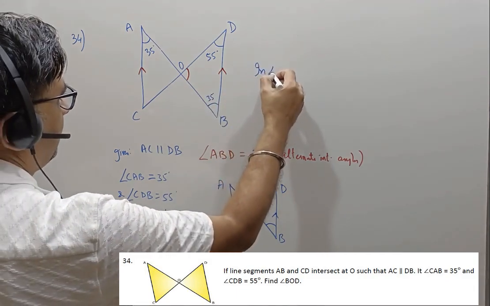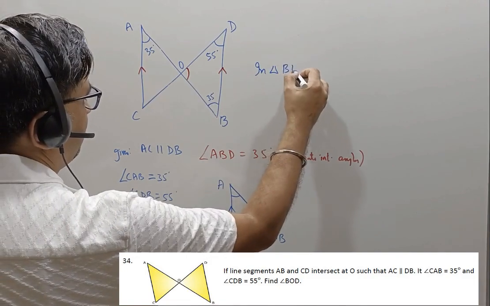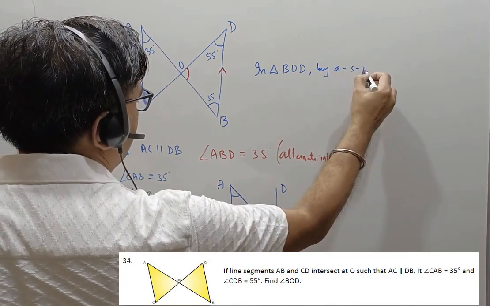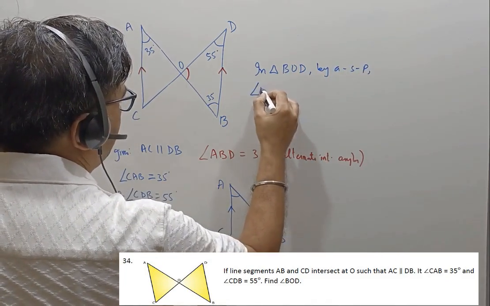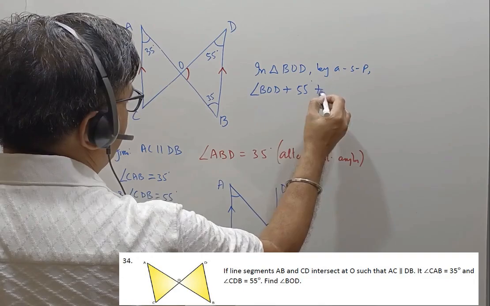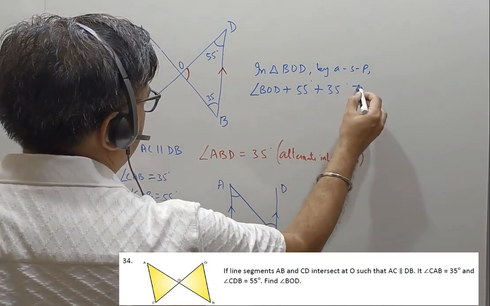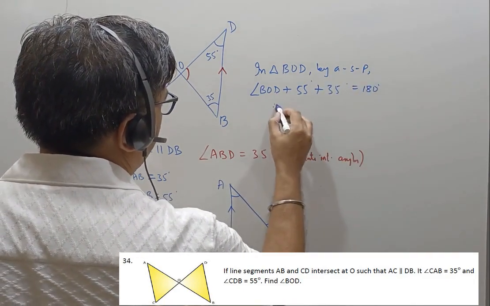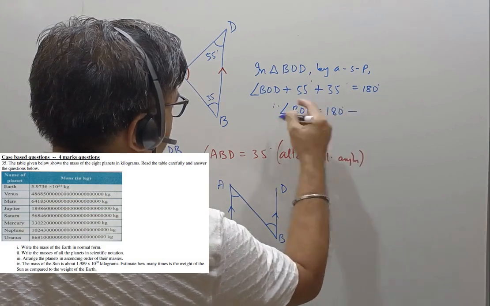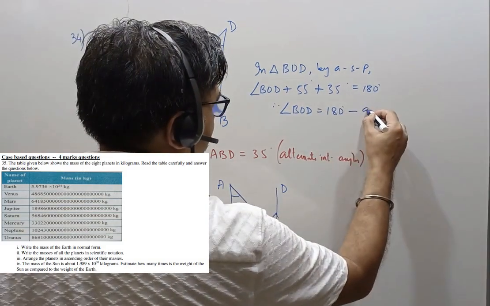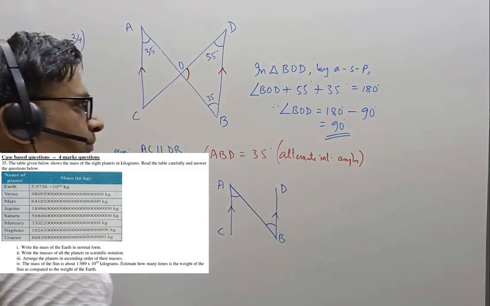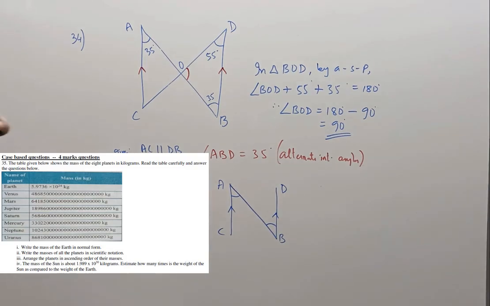Now, in triangle BOD, by angle sum property, we have angle BOD plus 55 degrees plus 35 degrees is equal to 180 degrees, and therefore angle BOD is equal to 180 minus the sum of this, which is 90. So this comes to 90 degrees. That's the answer. Angle BOD comes to 90 degrees.